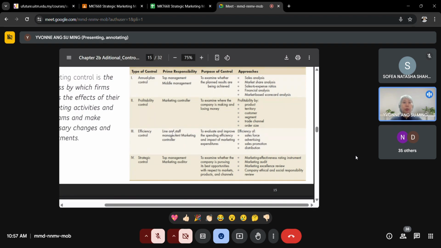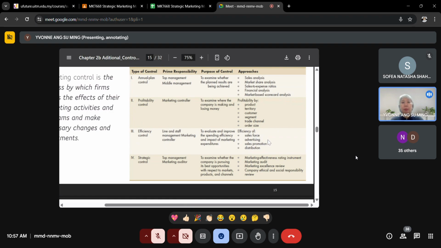So this is where whoever is in charge of the sales team will need to have some sort of efficiency control. They have to figure out, for their team, what is the best criteria to use to see whether the sales force is efficient or not. So that's just one example, right?